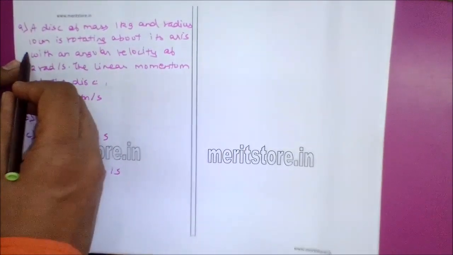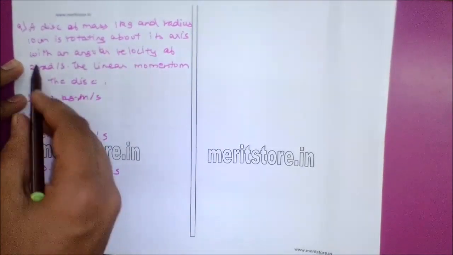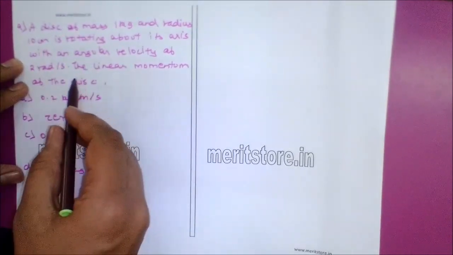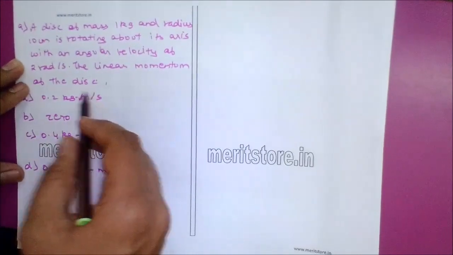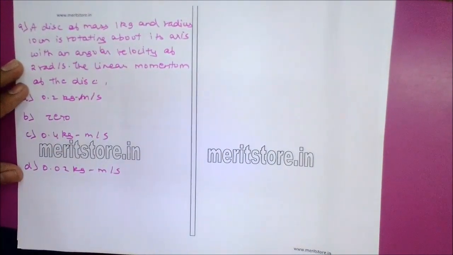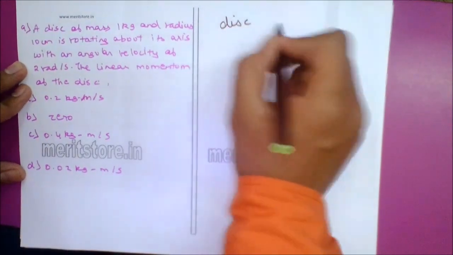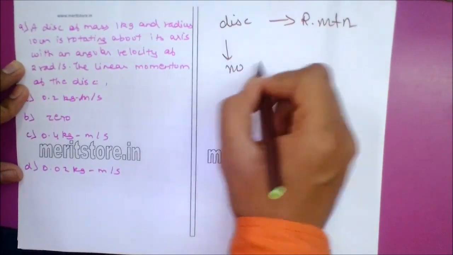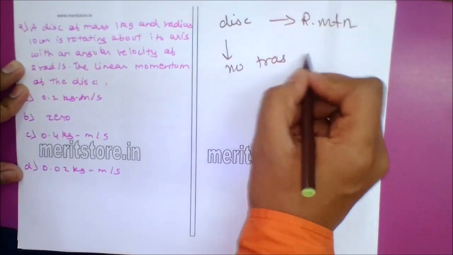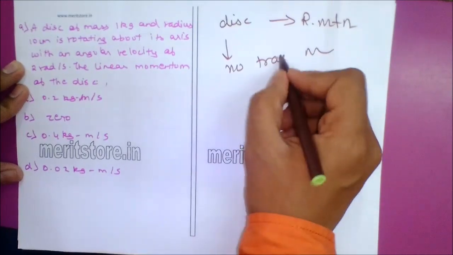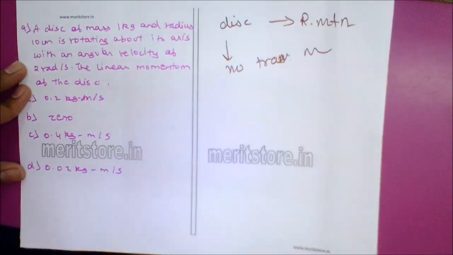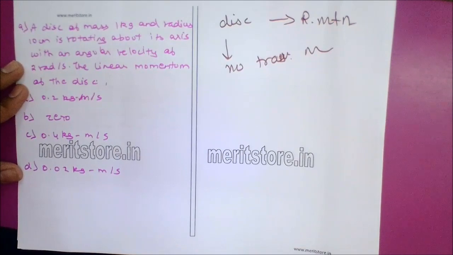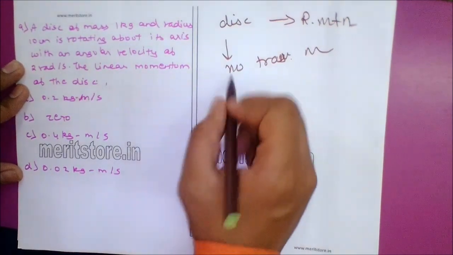Question number 9. A disk of mass 1 kg and radius 10 cm is rotating about an axis with angular velocity of 2 radians per second. The linear momentum of the disk. Now we know the disk is having a rotational motion. It has no translational motion. Hence, its linear velocity and linear momentum is 0.